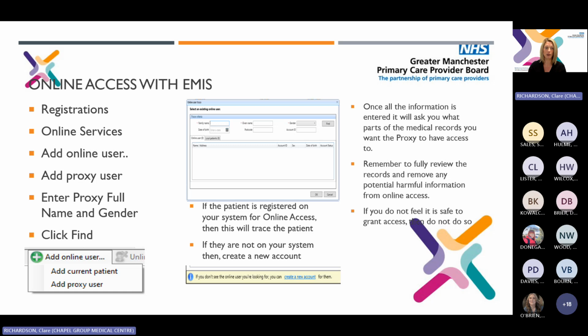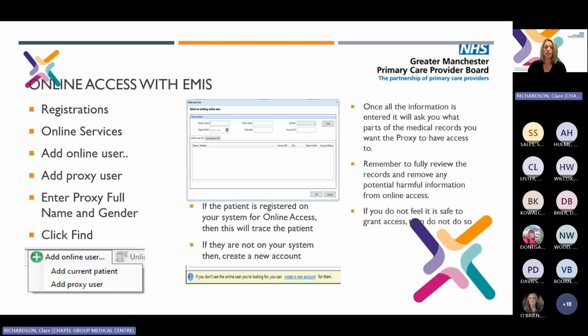Once you've entered all this information, then you can decide what access you're going to give to the proxy. The decisions will be everything, or you can just click on prescriptions, or you can just click on individual items. So say, for instance, you were going to give access to everything, and you wanted the records to go back to the beginning because that's when the patient wanted them. So you'd put the 1st of the 1st, 1900, because that's the default date that we have to put in.